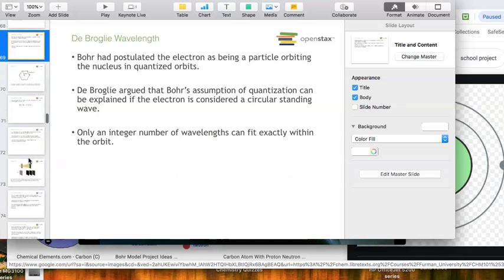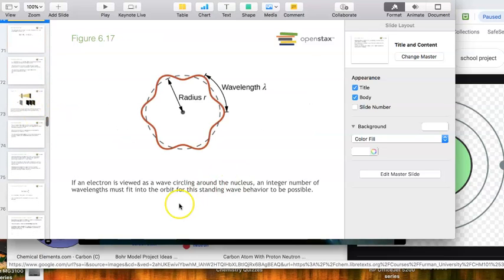So Bohr had postulated the electron as being a particle orbiting the nucleus in quantized orbits. De Broglie argued that Bohr's assumption of quantization can be explained if the electron is considered a circular standing wave. Only an integer number of wavelengths can fit exactly within the orbit. Here we see a circle with a certain radius, shown by dashed lines. If an electron is viewed as a wave circling around a nucleus, an integer number of wavelengths must fit into the orbit for this standing wave behavior to be possible.